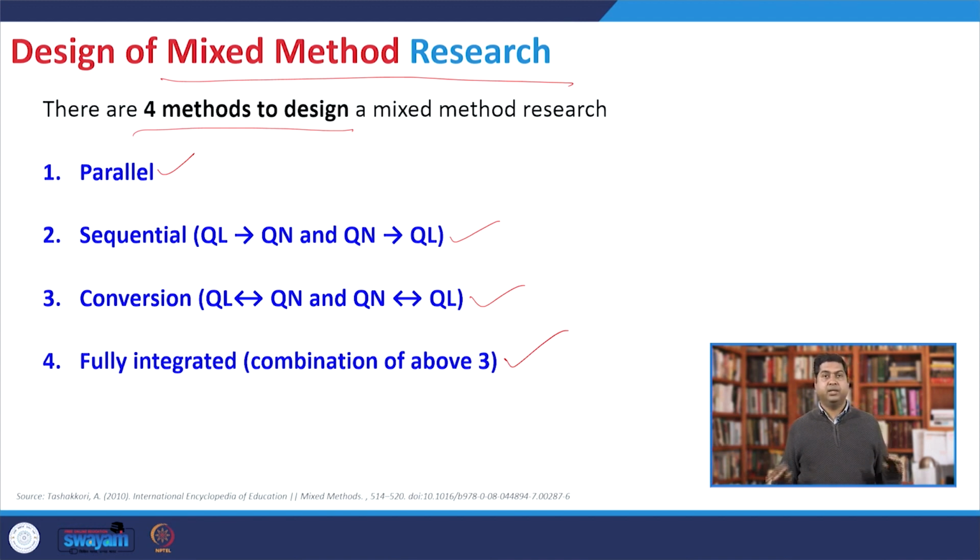Parallel means you carry out the research in two different ways, one qualitative and one quantitative, and then finally you merge the findings and report. Sequential, where you conduct one approach first, and the findings of one approach will be taken as an input for the second approach. Whether quantitative or qualitative comes first will totally depend on the research questions. Now, for the third one, the conversion, we can convert the qualitative findings to a quantitative form, or quantitative findings to a qualitative form, and then integrate the results. And the fourth one is full integration. We will discuss them one by one now.